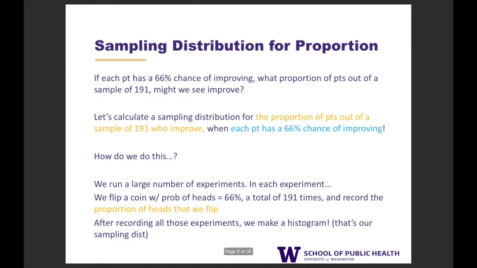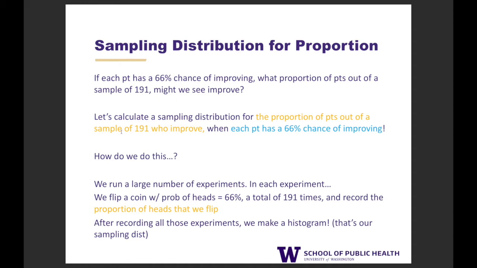So how do we do this? How do we get this sampling distribution? So again, exactly now we're calculating a sampling distribution for the proportion, not number, of patients out of a sample of 191 who improve when each patient has a 66% chance of improving. So we're going to reduce this to a coin flipping problem. So to get this sampling distribution, what do we do?